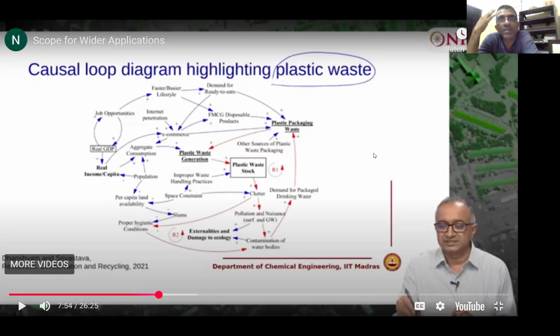Similarly, R2, where do we start for R2? Any volunteers? Where do we start for R2? With clutter? Okay, so let's say we start with clutter. That gives pollution, that gives water bodies. No, but this is not actually unidirectional. R2. Oh, okay, the outer one you can take. So plastic waste generation, clutter. From clutter, I go to proper hygienic conditions.